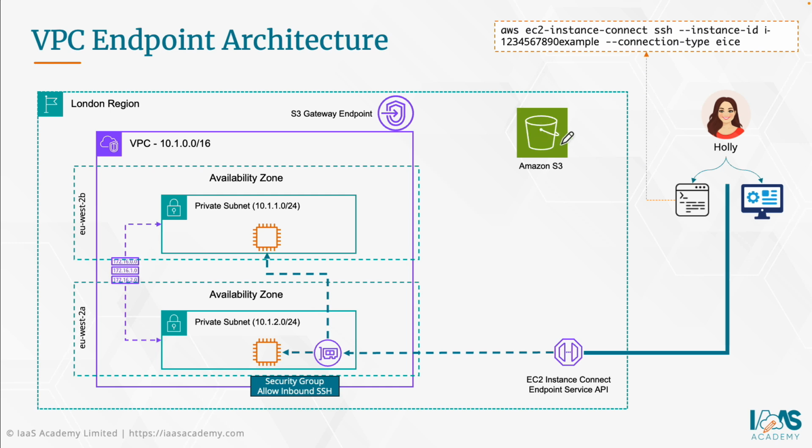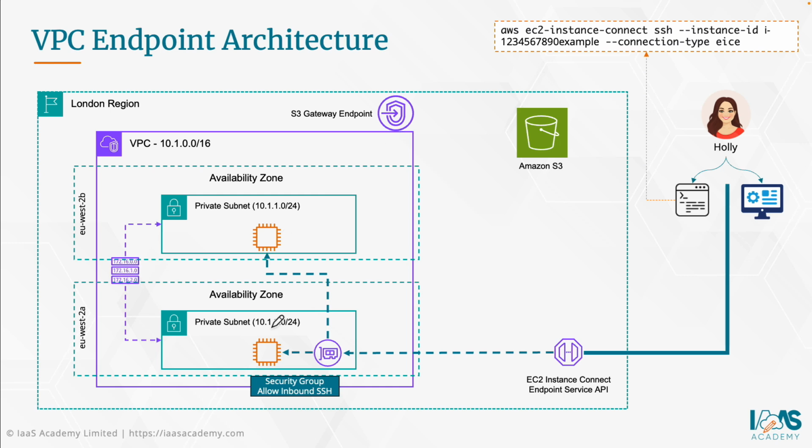Bear in mind that it is the S3 service in this specific region. Remember, with gateway endpoints, you cannot access services in other regions. It has to be in the same region as the gateway endpoint. Now that you've got that in place, there's still one more configuration you need to do.